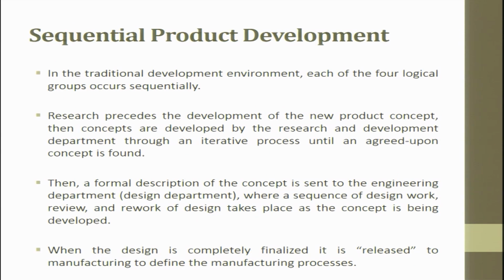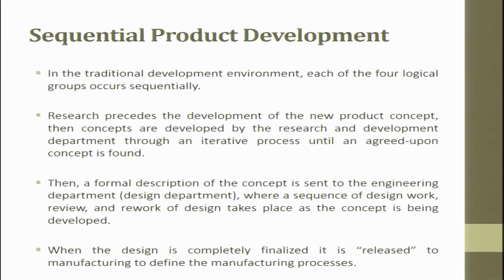There is another thing which is called sequential product development. In the traditional development environment, each of the 4 logical groups which we discussed in the last class occurs sequentially, one after the other, after the other, after the other. So, when we do it sequentially, if an iteration has to happen, then again it follows only a sequential manner. Okay, that is the traditional way.